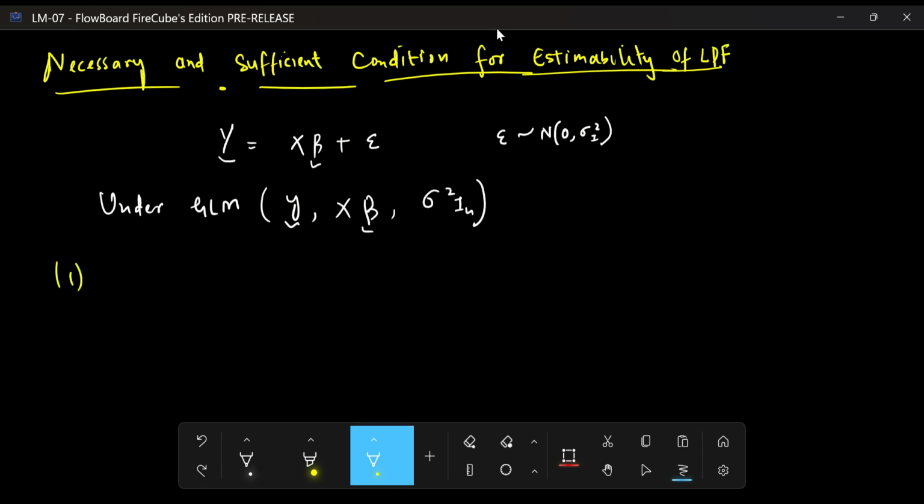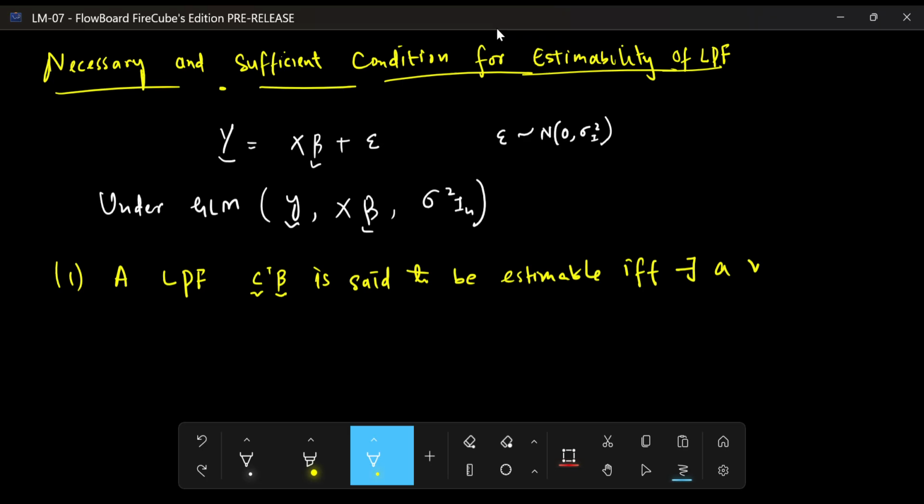In previous lecture, we have seen the three methods. The method one was: a linear parametric function C curl transpose beta curl is said to be estimable if and only if there exists a vector A curl such that A curl transpose X curl is equal to C curl transpose. Clear?